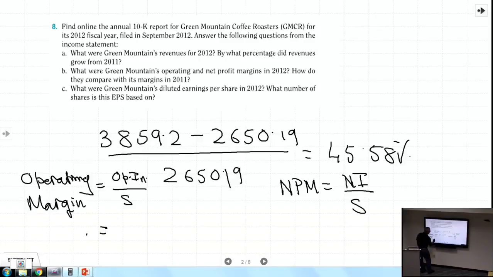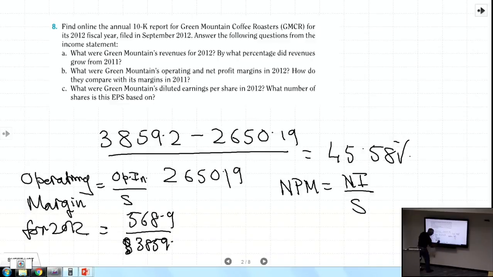So operating margin for 2012 is 568.9 divided by 3859.2. So operating margin for 2012 is 14.74. What is net profit margin?